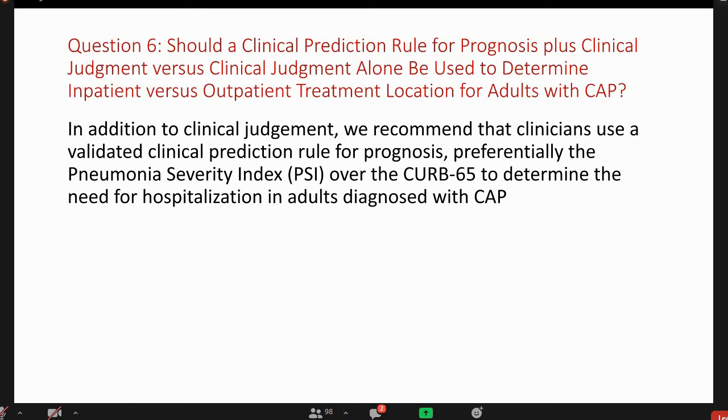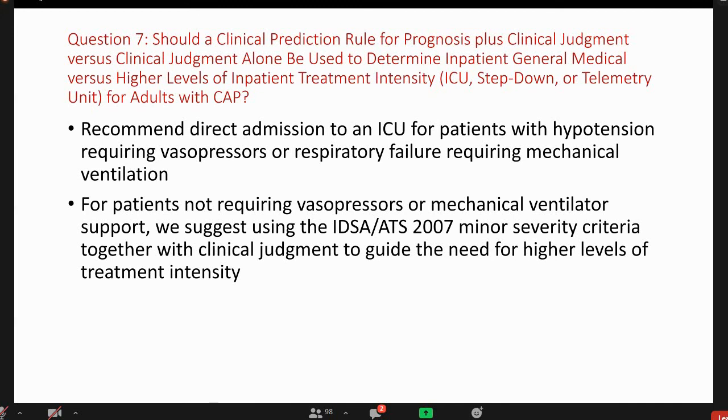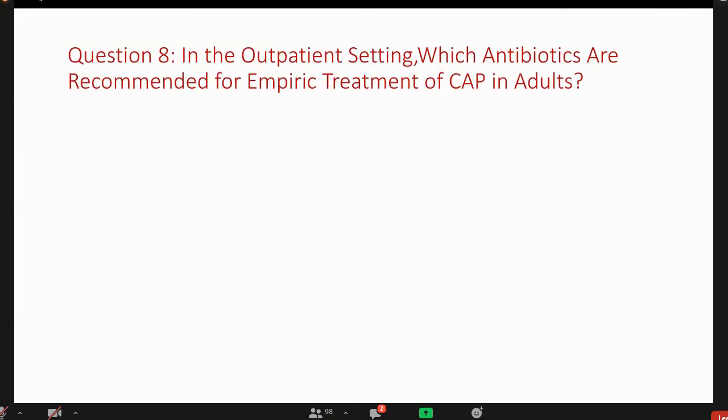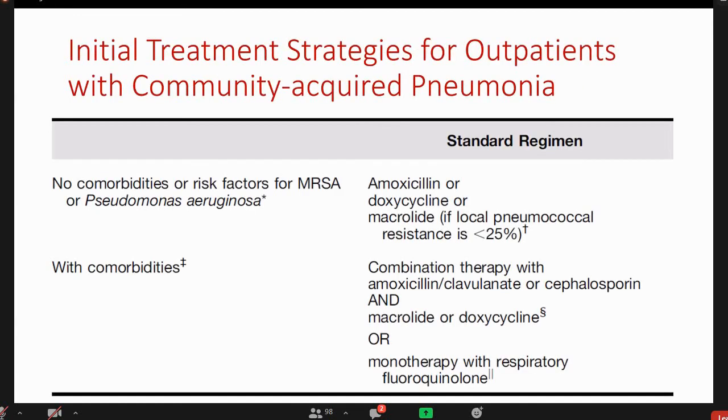We skip that one. So in the outpatient setting, which antibiotics are recommended for empiric treatment of CAP and influenza? So a person has been diagnosed with CAP, and you decide according to severity that this has to be dealt with as an outpatient and does not require admission. What antibiotics would you recommend? So, no comorbidities. You look for comorbidities, hypertension, diabetes, for example, or a risk factor for MRSA or Pseudomonas. If not present, then the standard regimen is to give them amoxicillin or doxycycline, or a macrolide if the local resistance to macrolide is less than 25%.